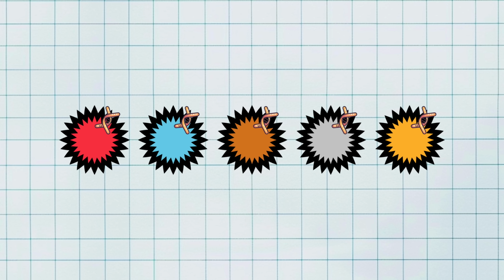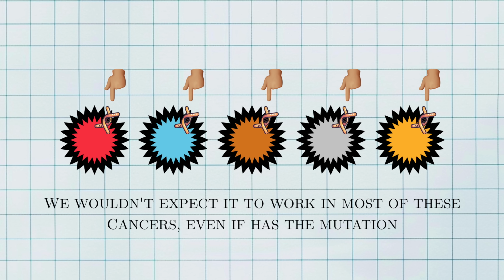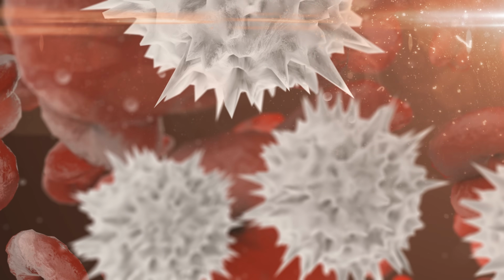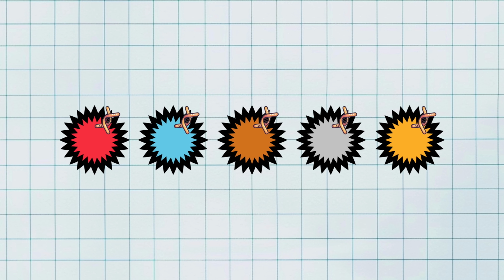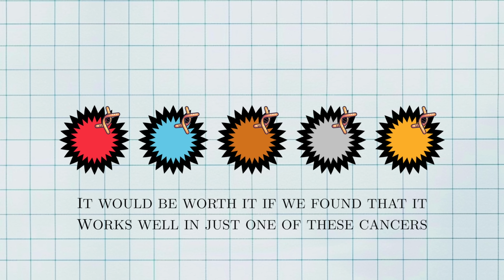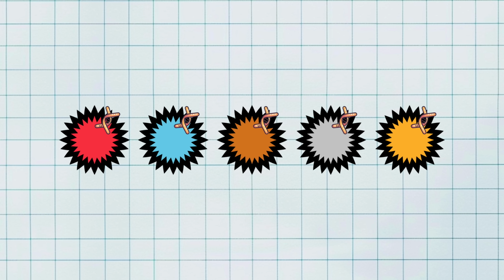But here's the rub. Even though different cancers can share the same mutation, we wouldn't expect this drug to work in most of the cancers that have the mutation. Each cancer has its own unique biology and could have other mutations that can hurt the drug's effectiveness. Despite this, it would still be worth it if we could identify even just one cancer where the drug is more effective than the current standard of care. We'll call this single cancer group the nugget.